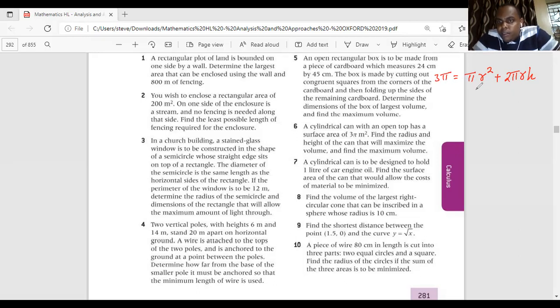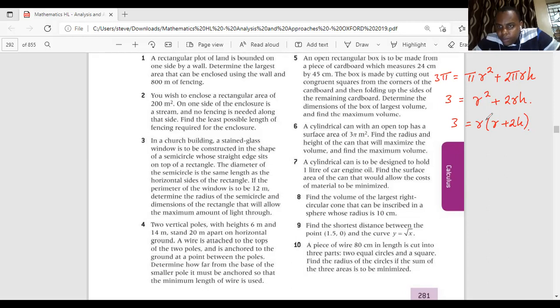Do you realize we can divide everything by pi? Yeah. Okay. And so we know that 3 is equal to r squared plus 2rh. Okay, and also we could write this as 3 equals r times (r plus 2h). But we are not interested in the surface area. We are interested in the volume.